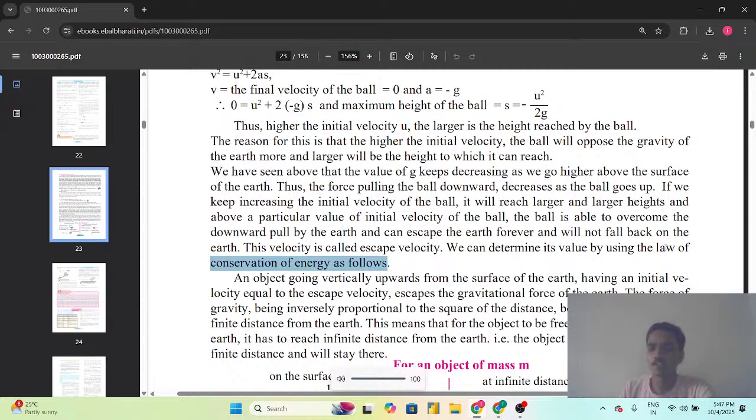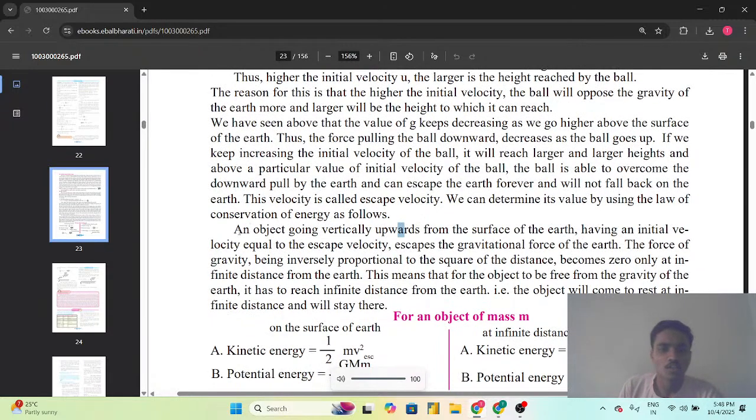The law of conservation of energy, as we have studied in the ninth class, states that energy can neither be created nor be destroyed. It can be converted from one form of energy to another form of energy. So an object going vertically upwards from the surface of the earth, having an initial velocity equal to the escape velocity, escapes the gravitational force of the earth.